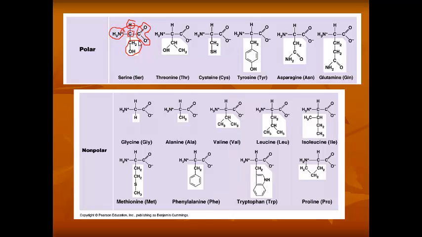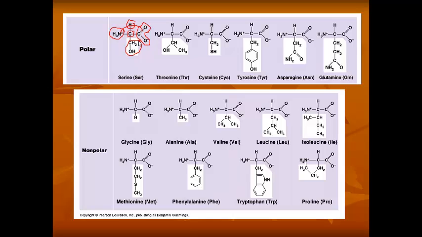There are 20 different amino acids total, and what makes one amino acid different from another is going to be this R group. It can make the amino acid polar. It can make the amino acid nonpolar. It can make it acidic. It can make it basic. It can make it neutral. The R group is what gives an amino acid all of its properties.